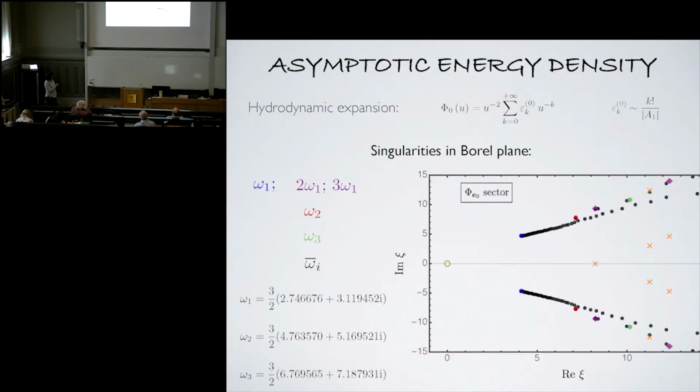So just to give you an idea, again, the Borel plane singularities. This is for the original hydrodynamic expansion. You have the first quasi-normal modes, here in red the second quasi-normal modes, in green the third quasi-normal modes, and then in purple what are called the overtones, so the coupling of different quasi-normal modes. Here it only shows the 2 omega 1 to 3 omega 1, but you can do this for many different sectors, and you can find the relations.